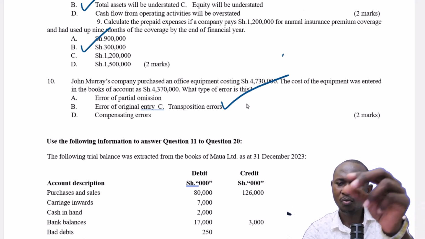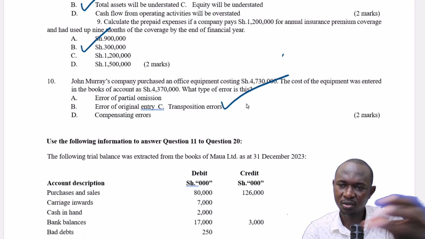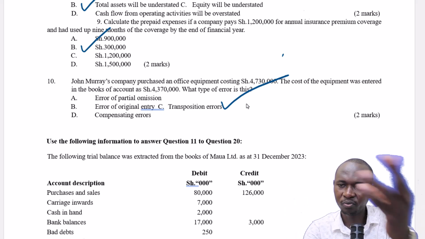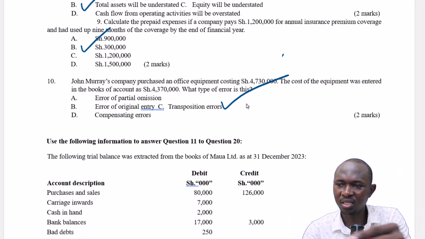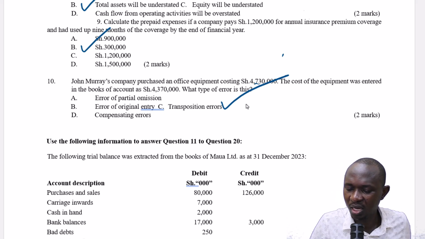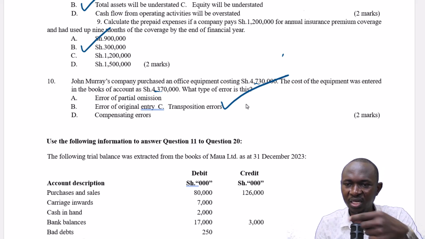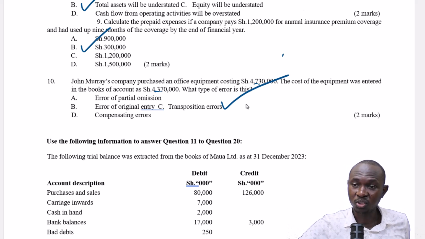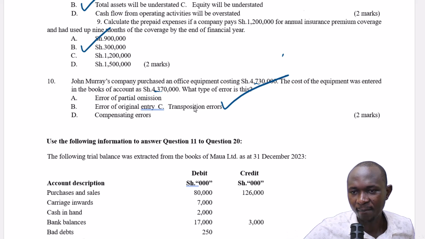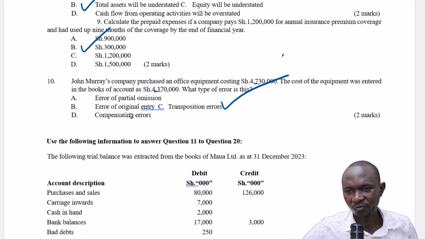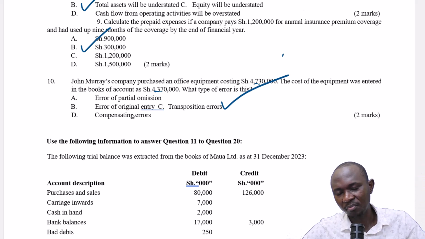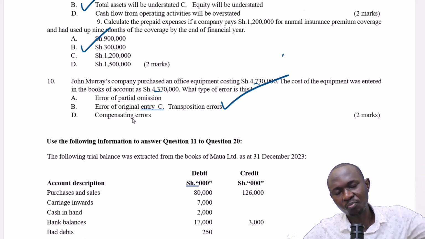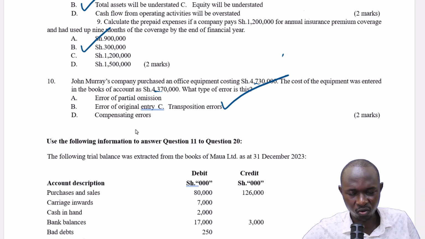Transposition error, when you capture figures wrongly, you post wrong figures, and in most cases you interchange. Like this one, we talk about 73 and 37. Very clear. The figures have been interchanged. That one is transposition error, and it's already here. Error of partial omission, you capture debit, you forget credit. Error of original entry, you make the mistake in the books of original entry and you keep on transferring to the ledgers as you go on.